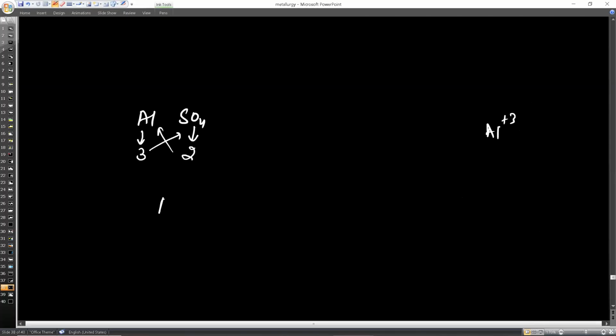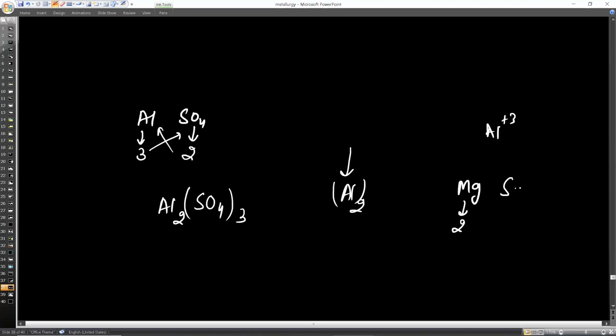So you write Al2. We don't write a bracket for Al because Al is a single atom. But sulfate has SO4, so it has sulfur and oxygen, and you need to multiply by 3, so you write it in the bracket. Al2(SO4)3, aluminium sulfate. But when you are writing magnesium sulfate, magnesium has valency 2 and sulfate ion has valency 2. When it is the same, they cancel out each other and the formula will be MgSO4.